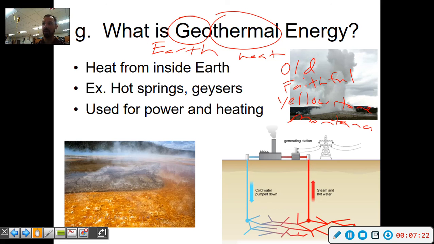Okay, used for power and heating in some areas. Again, this is an example of a geothermal power plant. So steam and hot water come up from the ground, which then goes and turns your turbine, and then the cold water that is used up goes back down, and then you just cycle that through. And again, that will allow you to power the power plant. And then same thing with heating. So Iceland, they bring that heat right into their houses from the hot vents underground, which is kind of neat.